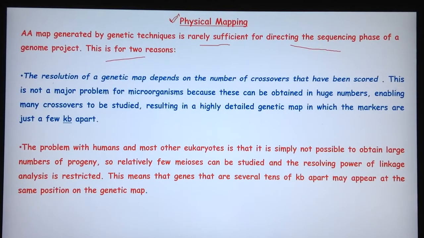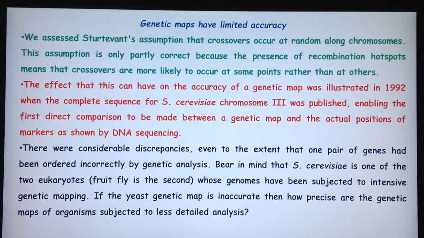Now, the resolution of a genetic map depends on the number of crossovers that have been scored. In humans it is very difficult to obtain crossovers, so this is not a major problem for microorganisms or other classes of organisms, but it is very difficult in humans. There is another problem: we cannot obtain a large number of progeny. So few meiosis can be studied, and the resolving power of linkage analysis is restricted. Therefore initially we'll work on the physical map and then look at genetic maps.